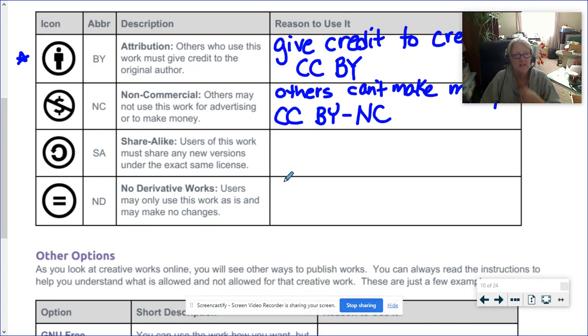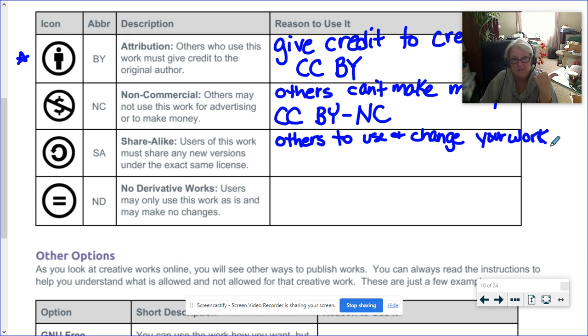This one says share alike. See how the logo looks like a recycling symbol? This one is probably the most challenging to understand. Share alike says users of this work have to share any new versions under the exact same license. What does that mean? You are giving permission for others to use and change your work. They still have to give you credit.